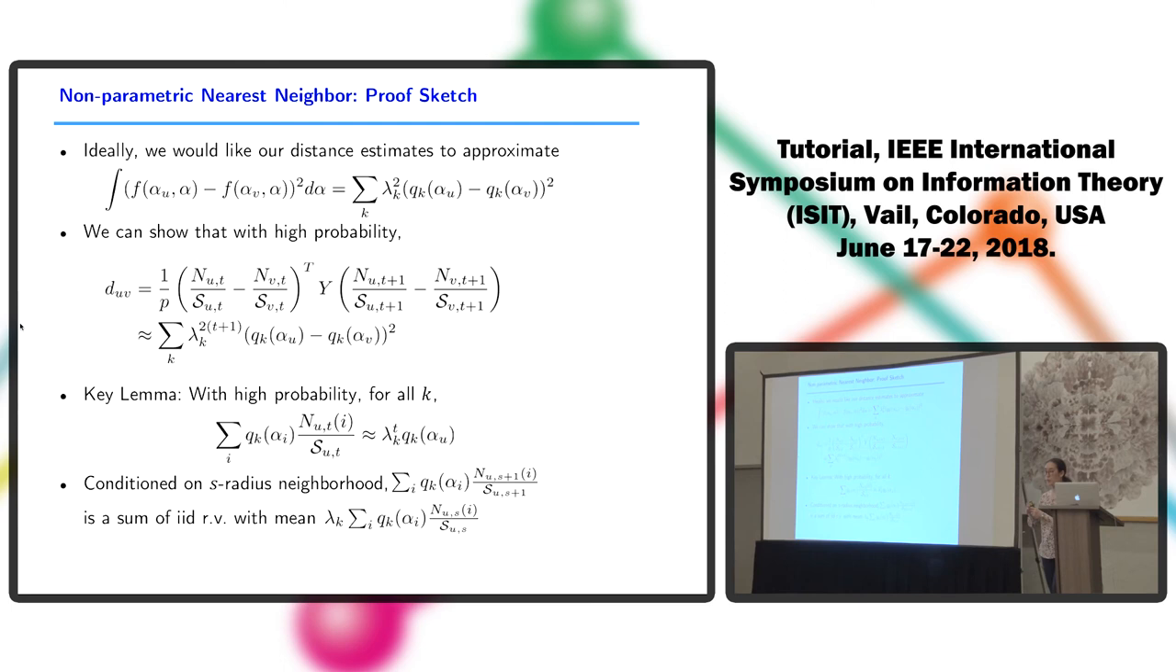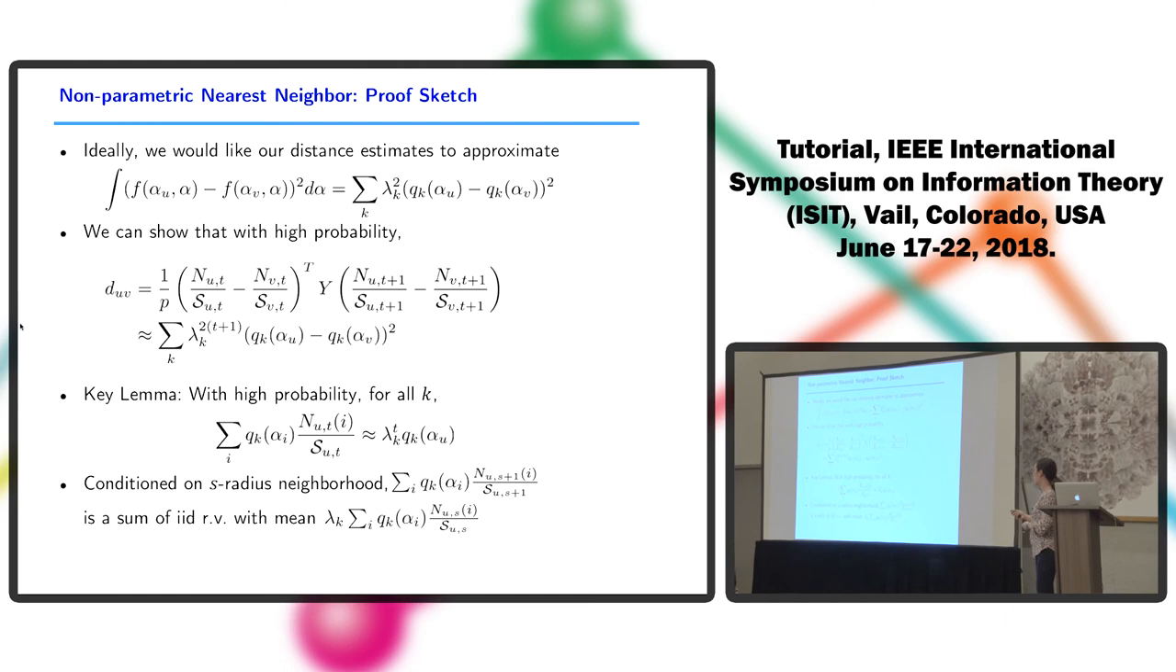So the key lemma to showing this is to show that with high probability, for all k, so for all of these eigenfunctions, when I project the vector n, the neighborhood at radius t, onto the kth eigenfunction, it approximates the root node u projected onto the kth eigenfunction multiplied by lambda k to the power t. And again, the analysis is a little bit tricky because you need to make sure that at every step, the noise you introduce is overwhelmed by the additional data points that you are also introducing.